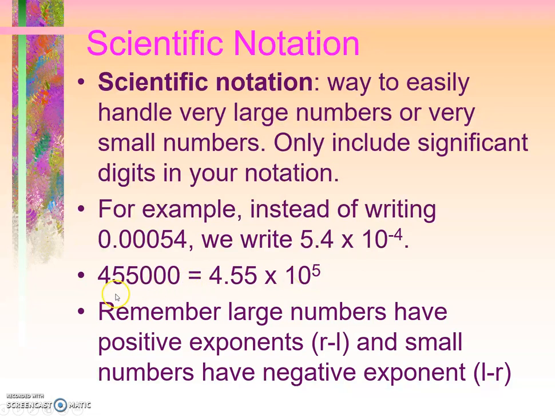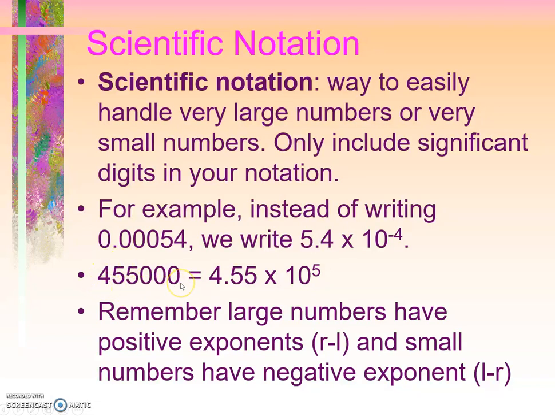Now the next example, 455,000. The leftmost non-zero number, which is the most significant digit, is the 4. This one does not have any decimal points, so our rightmost digit that is not a 0 is the second 5 here. So we have 3 significant digits within this number.